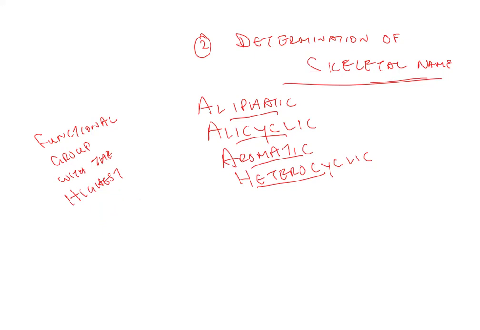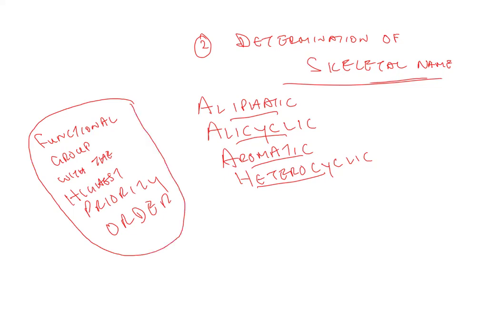Highest priority. The chain that has the highest priority order would determine whether it's aliphatic, alicyclic, aromatic, or heterocyclic, because the section that is attached to the highest priority functional group is the one we are going to select as the skeletal name, the middle one. Okay. So clear that one.